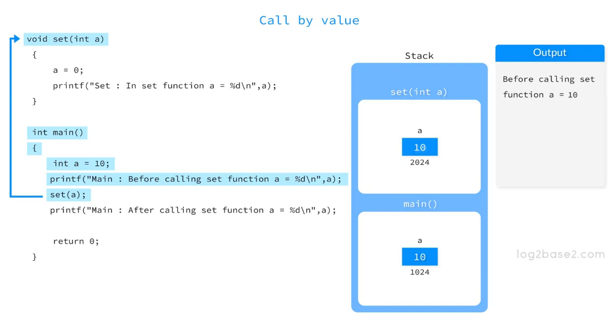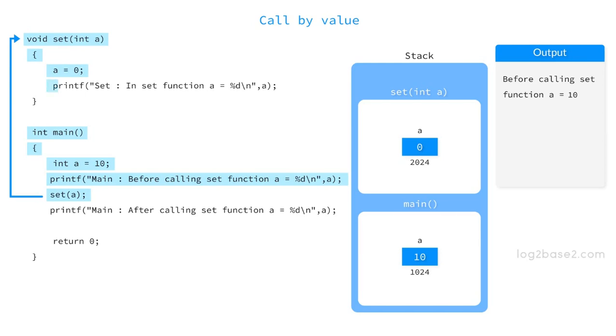Now this is very important: both these variables are entirely different. They have the same name but they are different. This new a created has scope within function set, and the a at address 1024 has scope within the main function. Now we set a equal to 0. So the a at address 2024 will be accessed and set to 0, and it has no effect on variable a of the main function.